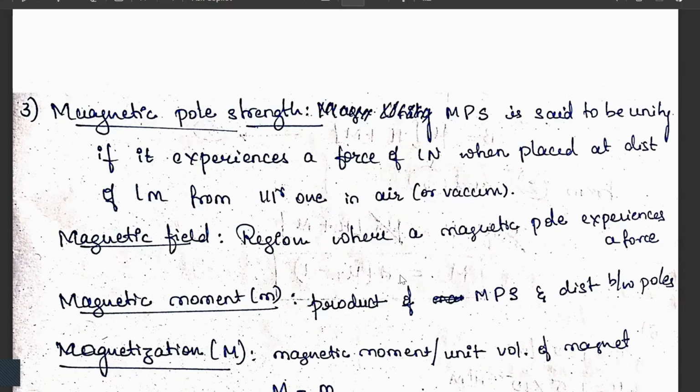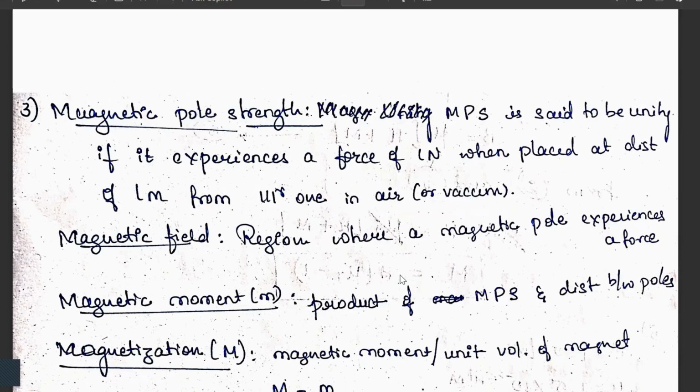Continuing module 4, this is part 2. In part 1 it is already explained, and in part 2 we are starting with the magnetic field concept, where firstly magnetic pole strength. We have to know the definitions from the exam point of view. That is why I have made easy, understandable definitions and the derivation.